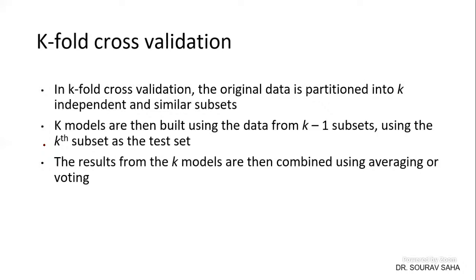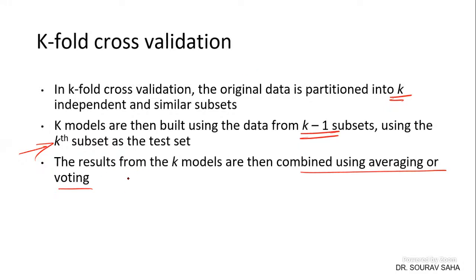In k-fold cross validation, the original data is partitioned into k independent and similar subsets. Then k models are built, each using the data from k minus 1 subsets, and we use the remaining subset as the test data. These results are then combined by averaging or voting.